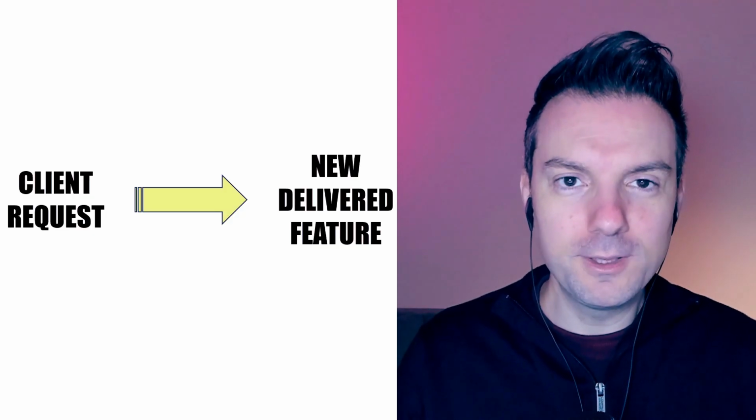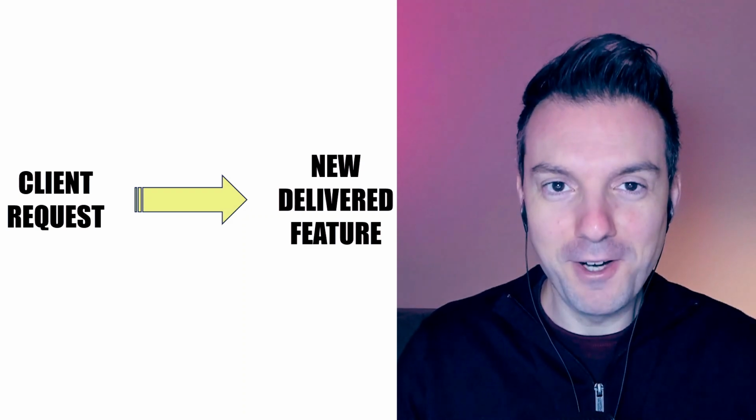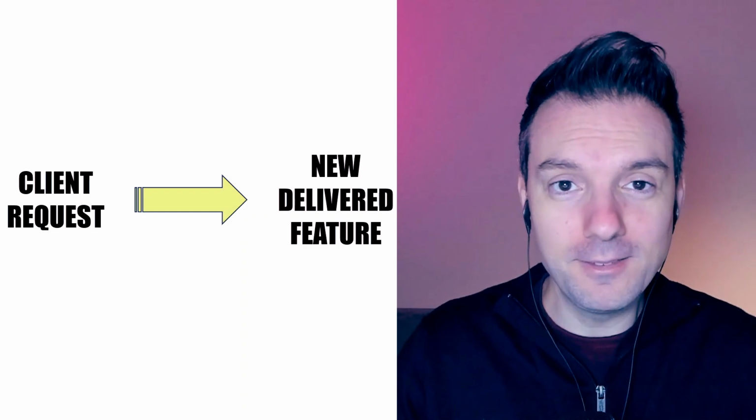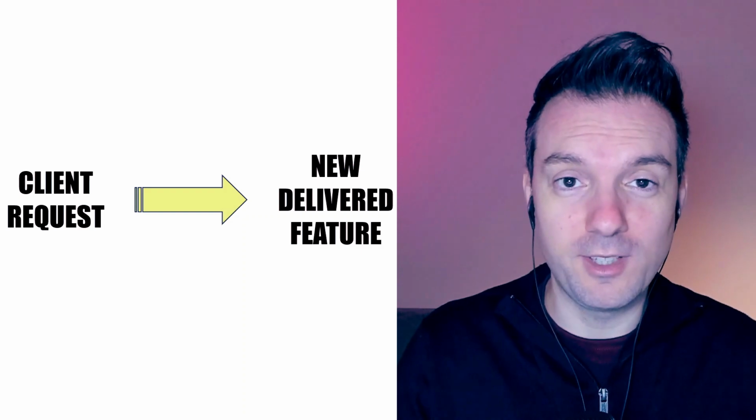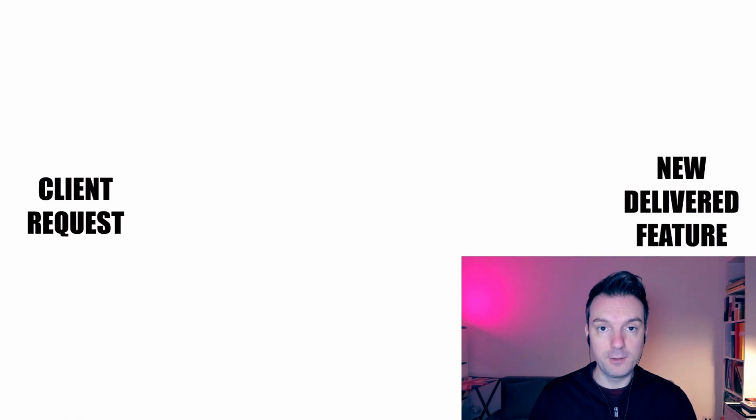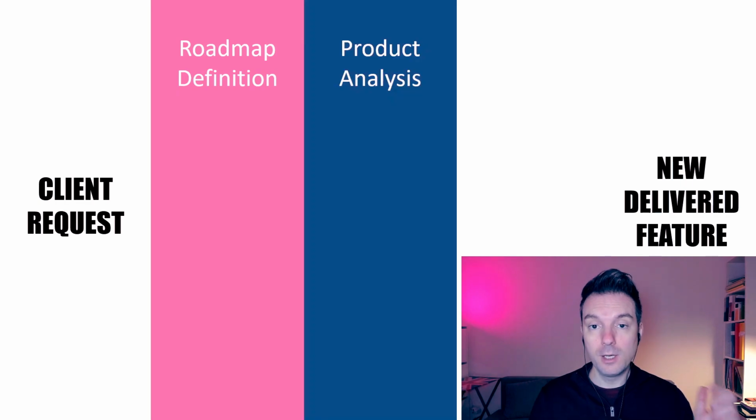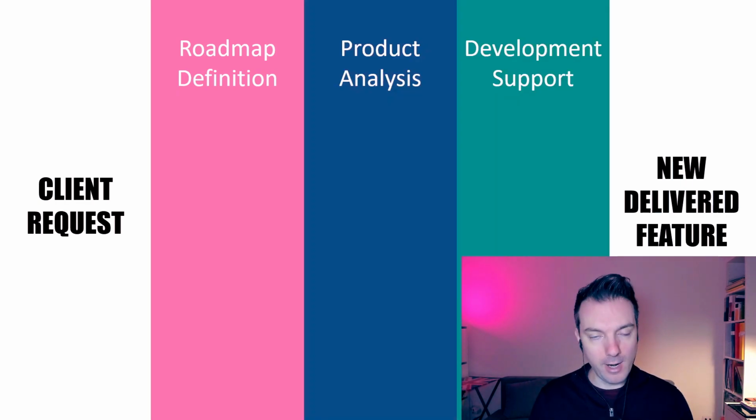In our IT world, the business goal is straightforward. We have tons of job titles, very complex job titles, but at the end, the business goal is always the same: to turn a client request into a newly delivered feature. From a product owner perspective, I will divide the white space in the middle into three main activities, which are roadmap definition, product analysis, and development support.